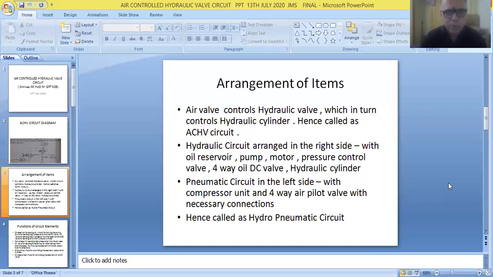The pneumatic circuit is placed on the left-hand side of the arrangement, consisting of a compressor driven by another motor, and a four-way air valve. It is controlling the hydraulic valve. It is called a pilot valve, and all the important connections are made between the various components. So it consists of a hydraulic circuit on one side and a pneumatic circuit on the other side. Therefore, friends, it is referred to as a hydro-pneumatic circuit. It can also be called a combination circuit.